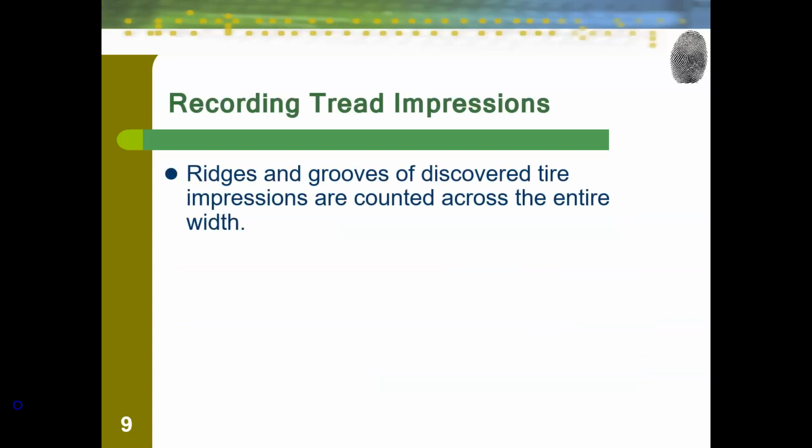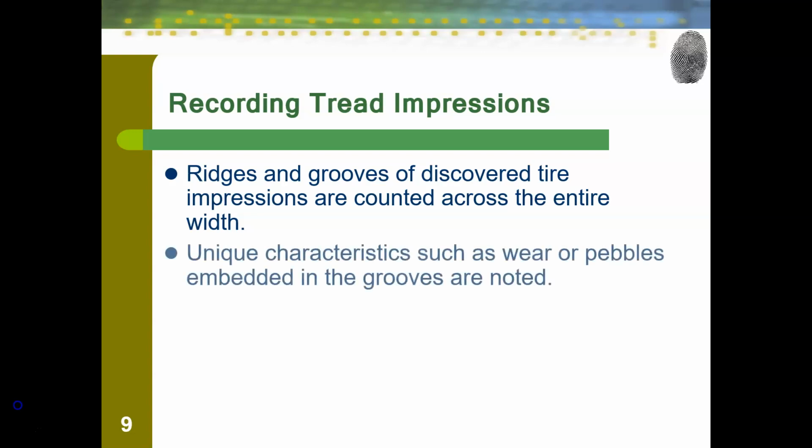In order to record tread impressions, the ridges and grooves of a discarded tire impression are counted across the entire width to know how many ridges and grooves there are. Unique characteristics such as wear or pebbles embedded in the grooves are noticed. A lot of people don't realize when they have things stuck in their tires, but they would leave an impression behind.